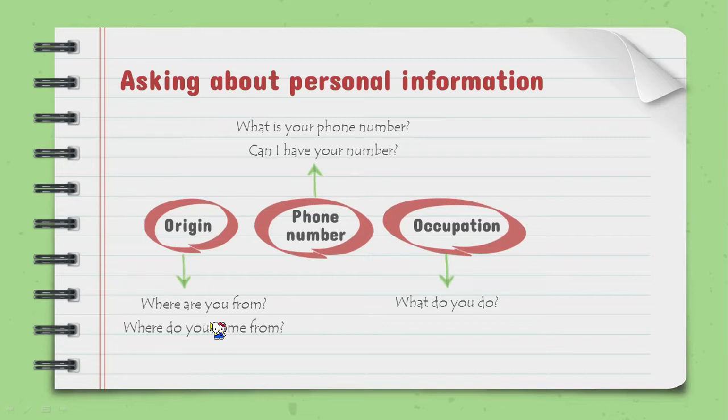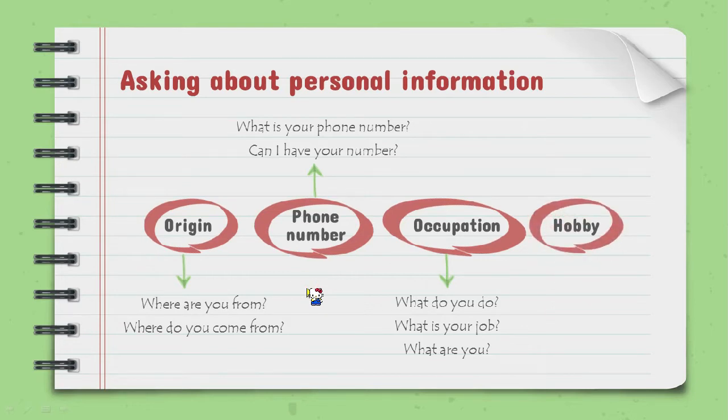Okay. Other ways to ask about occupation is, what is your job? It's a simple and common question, right? Or, what are you? Okay. And the last personal information needed to share is about hobbies.